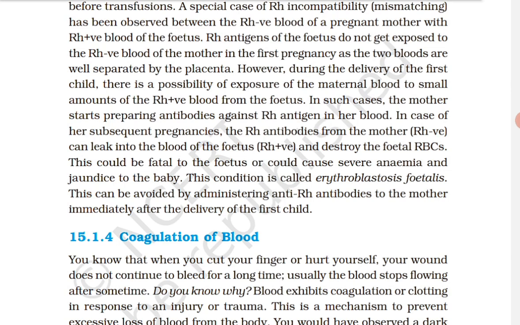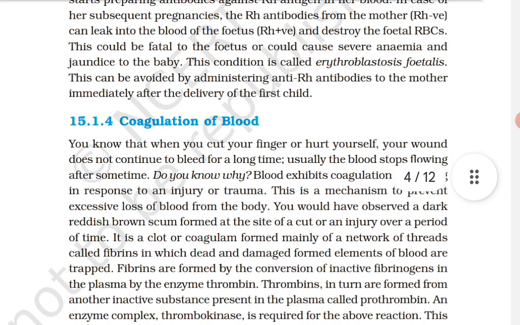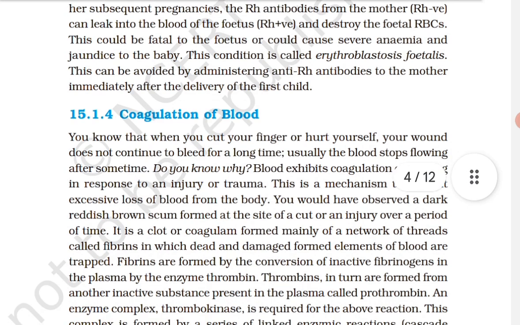Next is Rh grouping. Another antigen, the Rh antigen, similar to one present in rhesus monkeys, is also observed on the surface of RBCs of majority, nearly 80% of humans. Such individuals are called Rh positive, and those in whom this antigen is absent are called Rh negative. An Rh negative person, if exposed to Rh positive blood, will form specific antibodies against the Rh antigens. Therefore, Rh group should also be matched before transfusion.